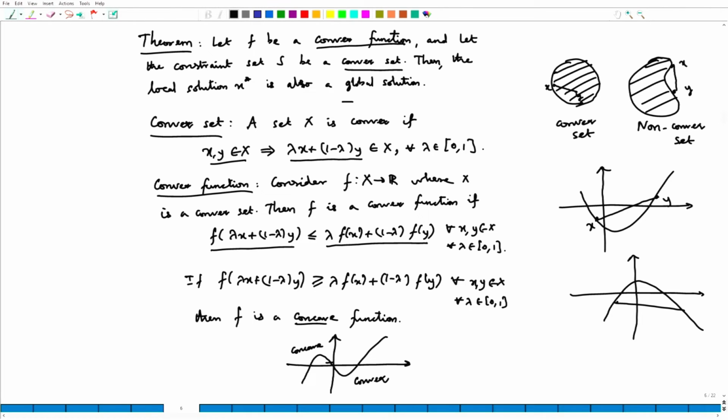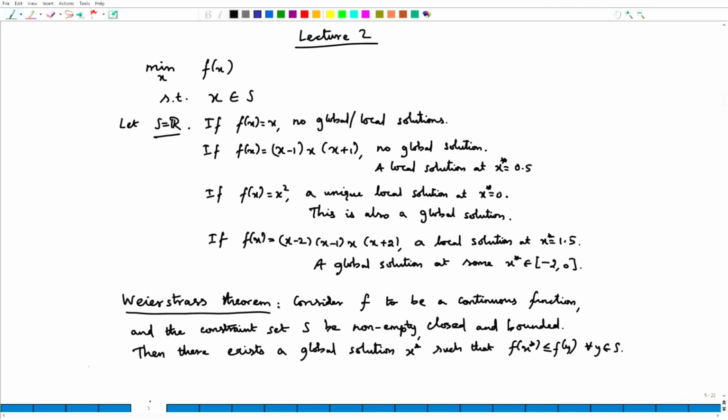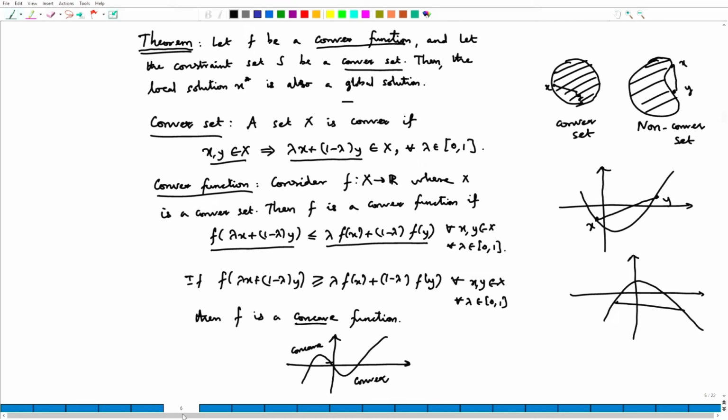And now, let us come back to the theorem. What does this say? It says that if f is a convex function and the constraint is a convex set, then the local solution x star is also a global solution. So, let us check which of these functions is actually a convex function. So, f of x equal to x is actually a convex function.